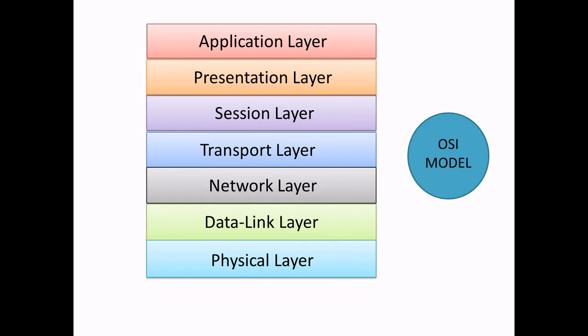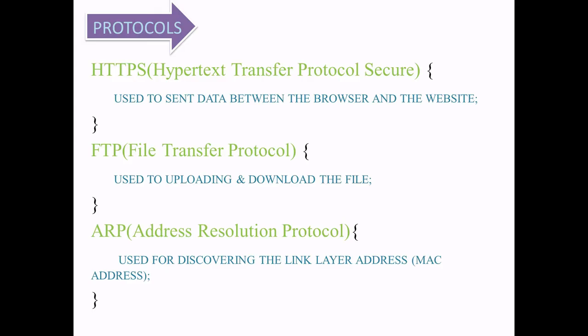Next, I will describe three protocols. First is HTTPS. HTTPS is an extension of the Hypertext Transfer Protocol. It is used for secure communication over a computer network. It works on the application layer. The second protocol is FTP. It stands for File Transfer Protocol. It is an internet protocol used for uploading and downloading files. It works on the application layer too.